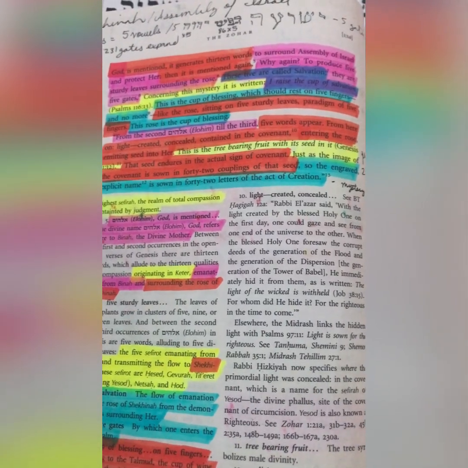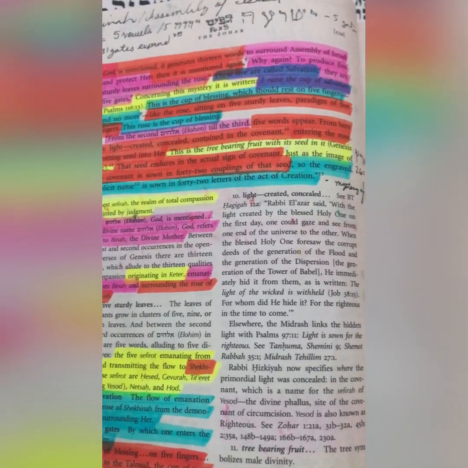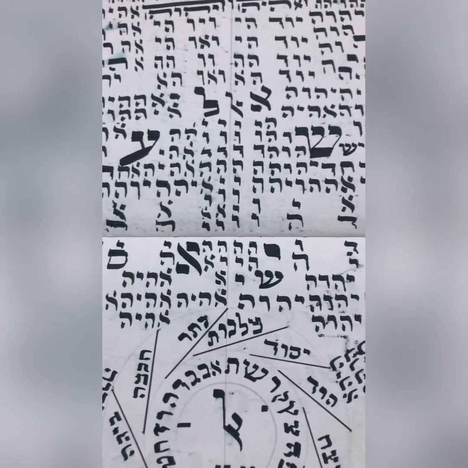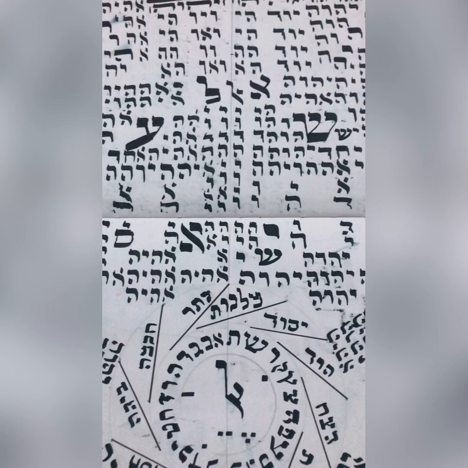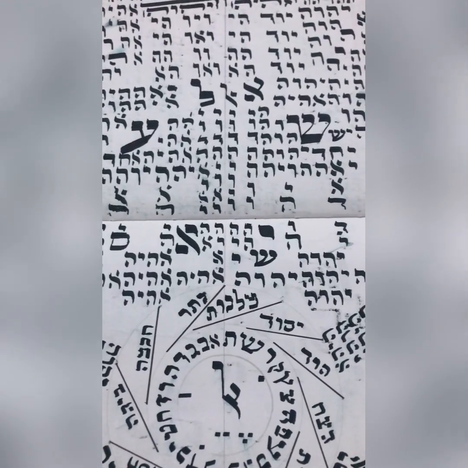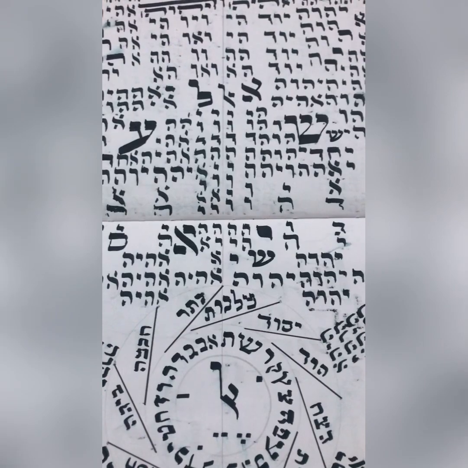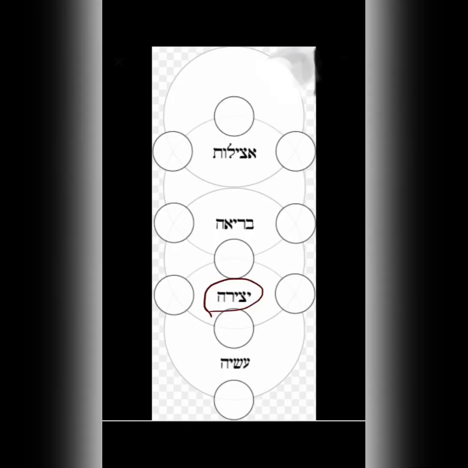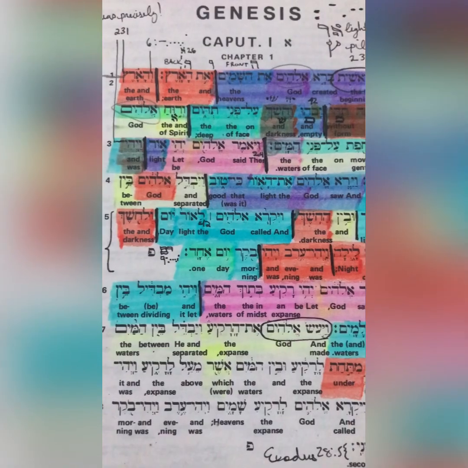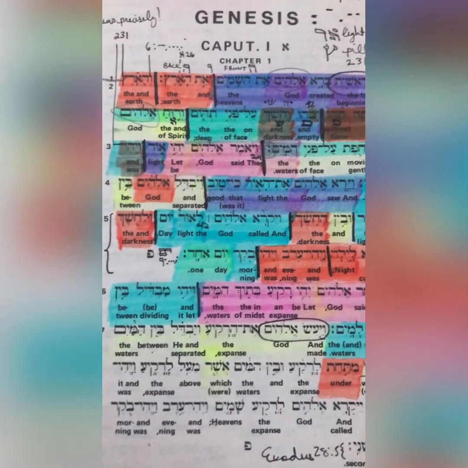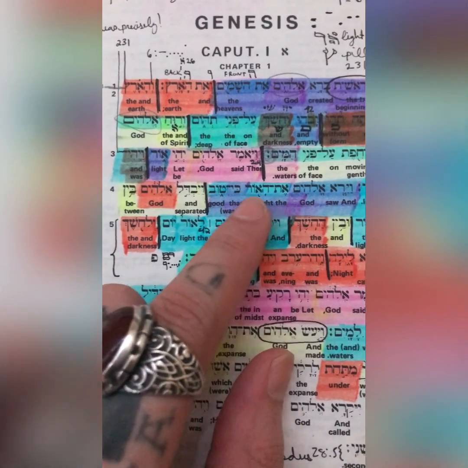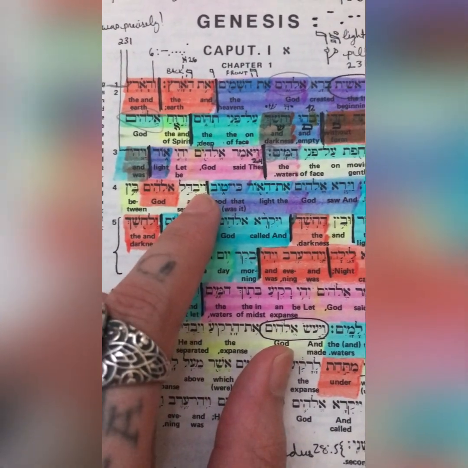From the second Elohim till the third, 5 words appear. Why? These next 5 represent the next world, called Yetzirah, and there are exactly 5 letters in the word Yetzirah, as shown here. And these 5 words are Et, Haor, Ki, Tov, Vayavdel.